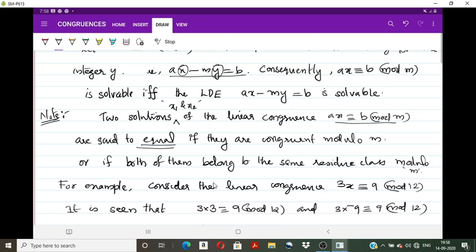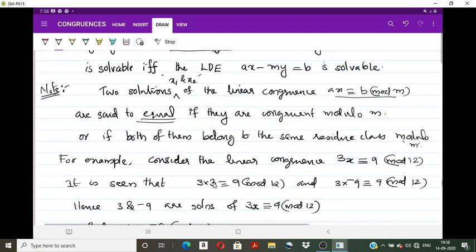For example, we consider the linear congruence 3x congruent to 9 modulo 12. It can be easily seen that when x equal to 3, we have 3 into 3, that is 9. 9 minus 9, that is 0, is divisible by 12. So we have one solution, 3, for the linear congruence 3x congruent to 9 modulo 12.